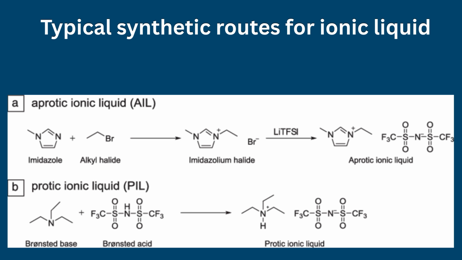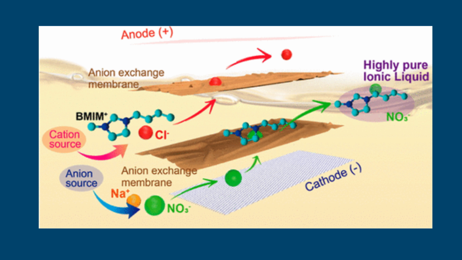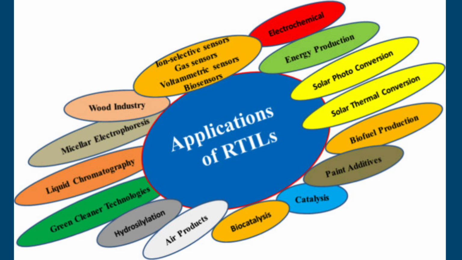Control of reaction conditions is essential to avoid side reactions and ensure product purity. Techniques such as microwave irradiation, ultrasound, and continuous flow synthesis have been explored to enhance efficiency. Purification is critical, as impurities, for example, water and halides, significantly affect physical properties. Common methods include recrystallization, vacuum drying, and treatment with sorbents such as activated charcoal or alumina.